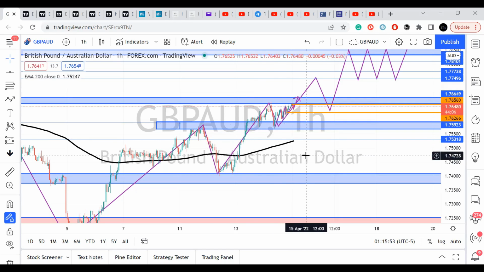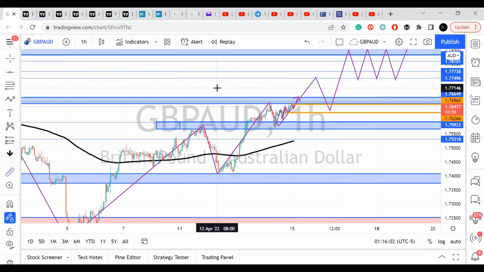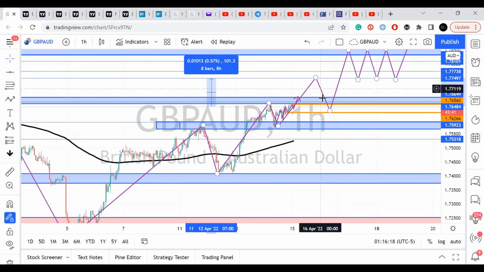So I'm expecting this buy to come up here, which is about how many pips? About 100 pips. So the London session and New York session should give us 100 pips. I don't know. From here, we'll have a sell. There's definitely going to be a sell.